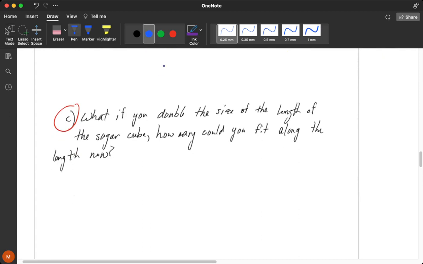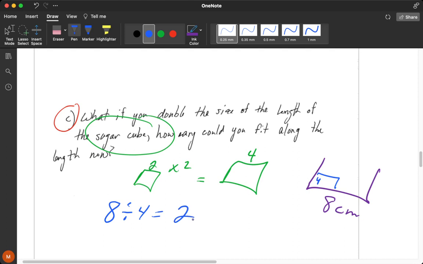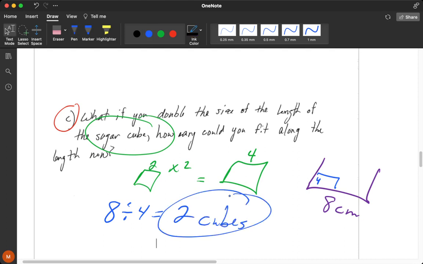For question C, it says, what if you double the size of the length of the sugar cube? So now that sugar cube is no longer 2, but we're doubling it. So now the sugar cube is 4. So the box is still the same size, 8 centimeters, but now these sugar cubes are 4 centimeters instead of 2. So that means that we can then fit 8 divided by 4, which is equal to 2. So if we double the size of the cubes, we can then fit 2 cubes along each way. All right, that is it for this video.